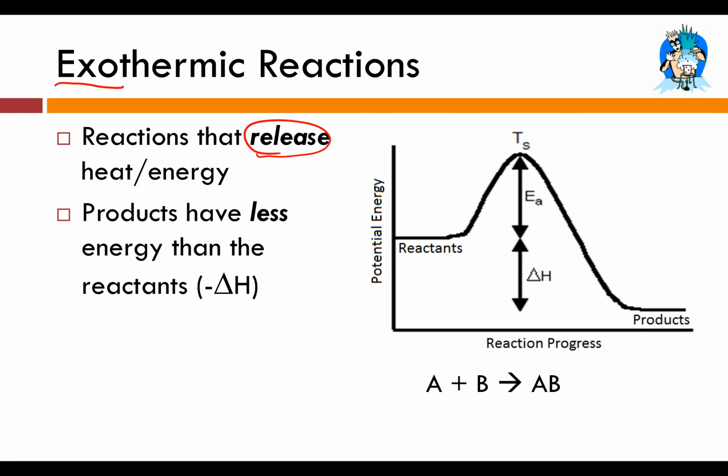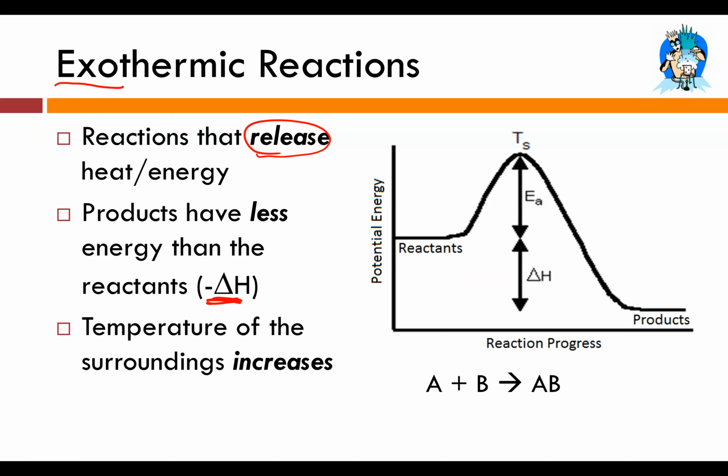If we were to calculate the delta H, and we kind of just mentally went through that in the previous slide, we'd see that the delta H, or the change in enthalpy from the reaction, is going to be negative because the products have less energy than the reactants. Every single exothermic reaction that takes place will have a negative delta H value. As an exothermic reaction occurs, we would observe the temperature of the surroundings would increase.